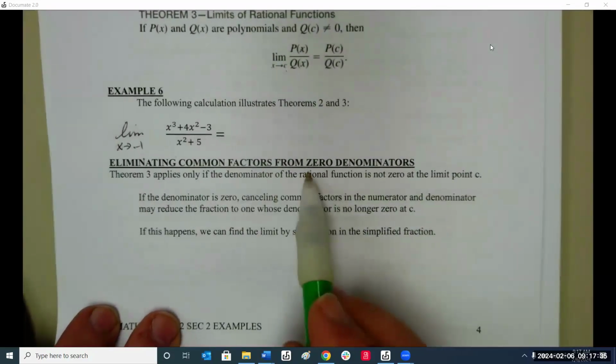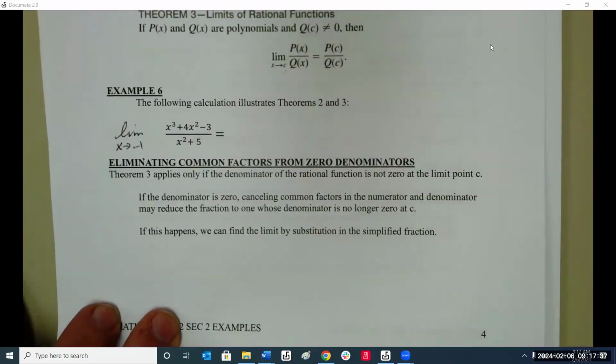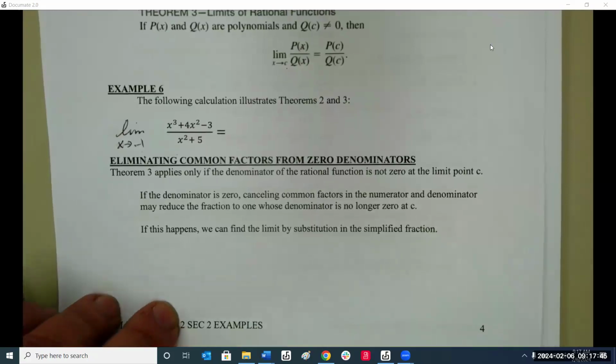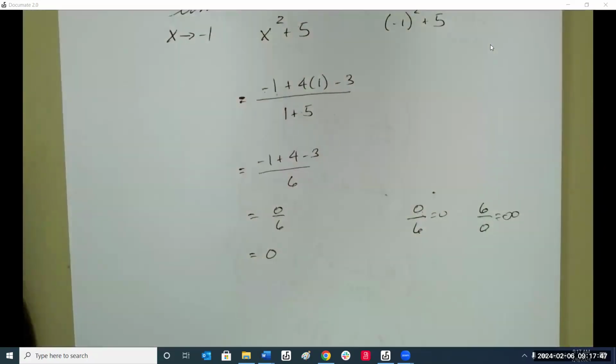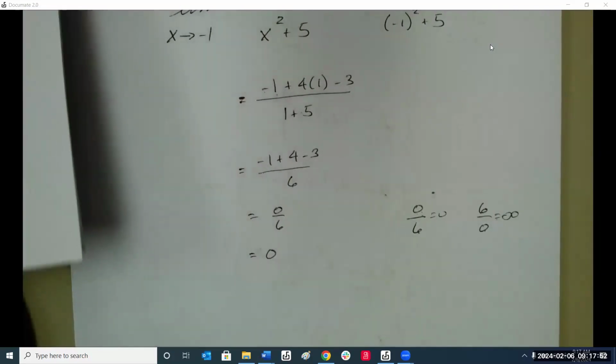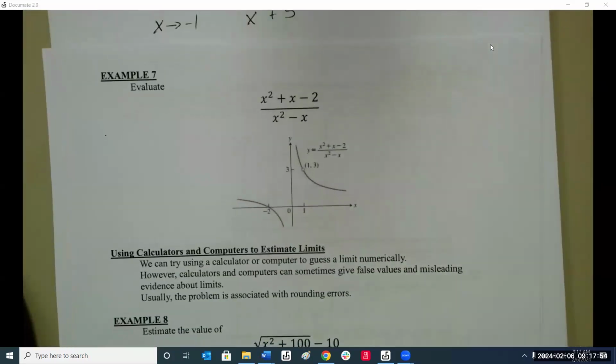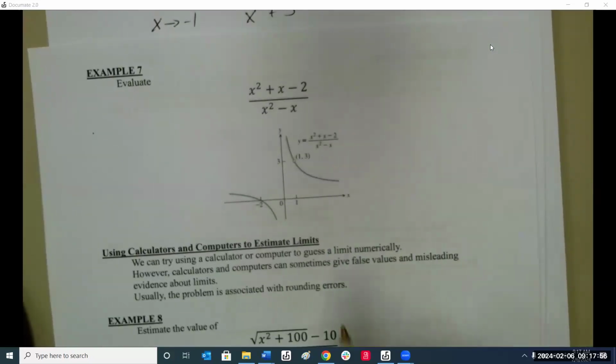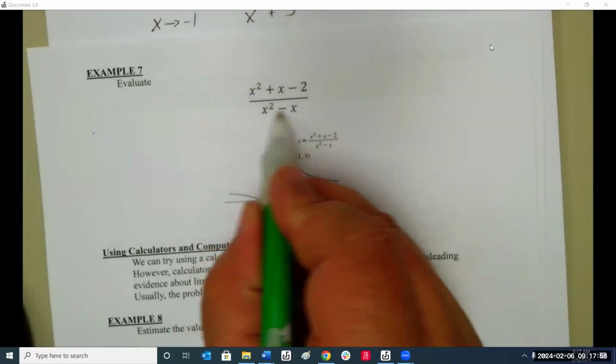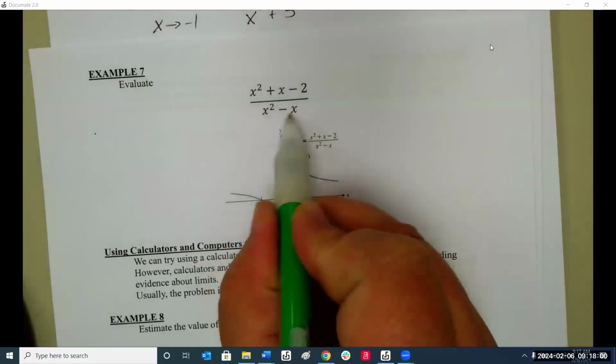The next part, eliminating common factors from zero denominators. That's kind of what we did in our first example, the x squared minus 1 over x plus 1. So let's look at this one. Remember, what x value would make it equal to 0 on the bottom?